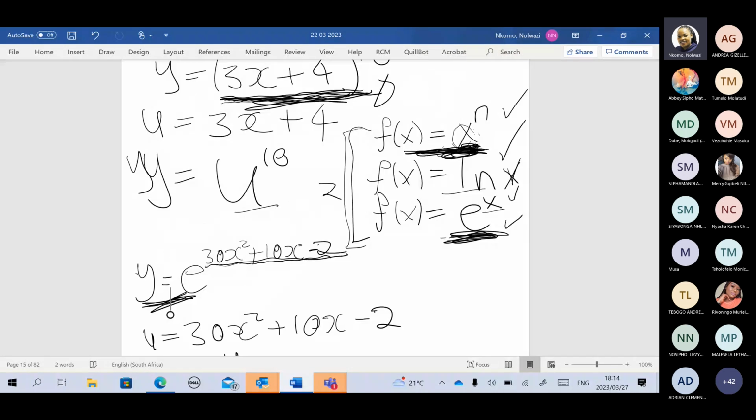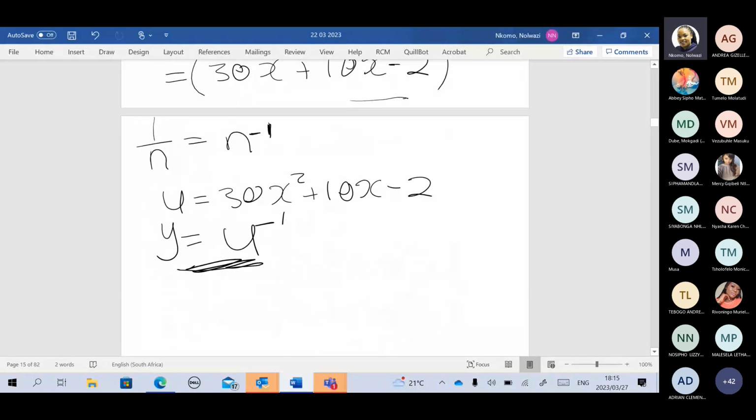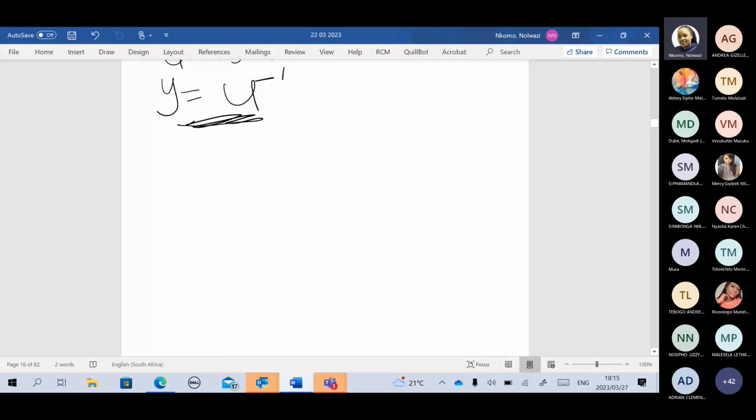After identifying the inner function and the outer function, right? Then you can now use the chain rule. And remember, we said the chain rule of differentiating is used to differentiate a composite function, right? Meaning an inner function and an outer function.